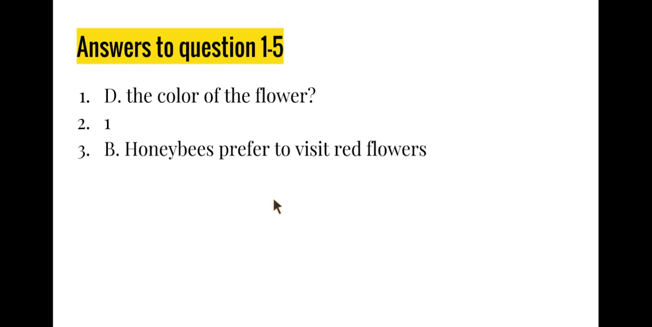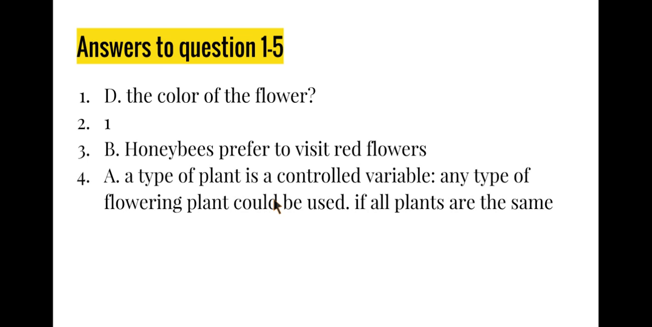Number 4, which of the following is the best reason why the Portland rose is included in all of the groups to be studied? And the correct answer is A. A type of plant is a controlled variable. Any type of flowering plant could have been used if all the plants are the same. So in this case, you could have used a rose, but make sure that all of the groups are roses. You could have used a sunflower as long as they're all the same. It is a controlled variable.